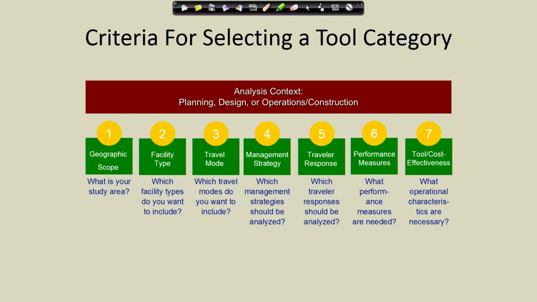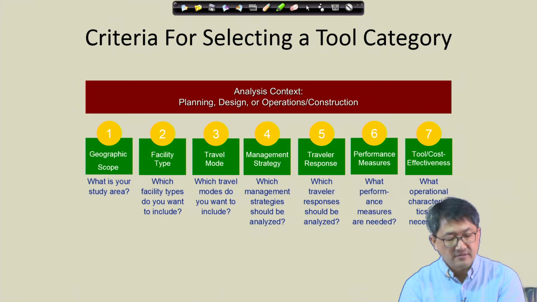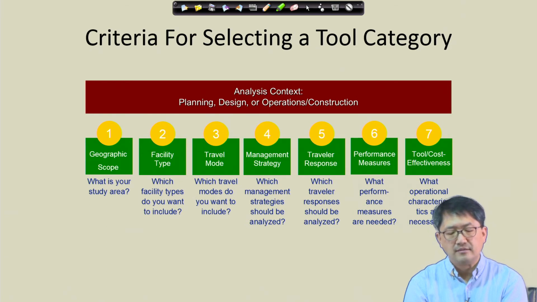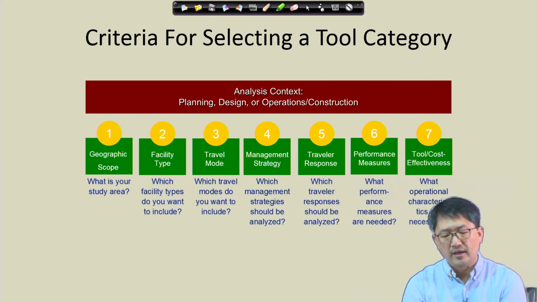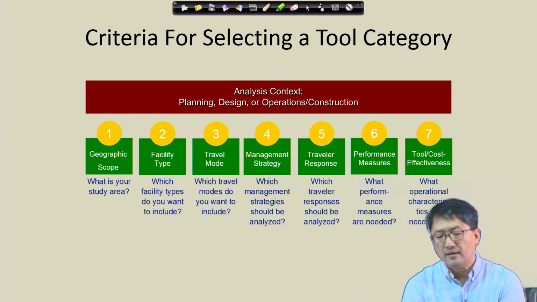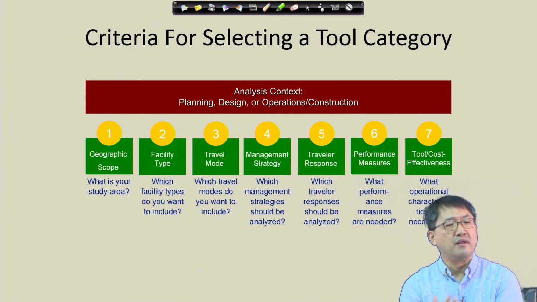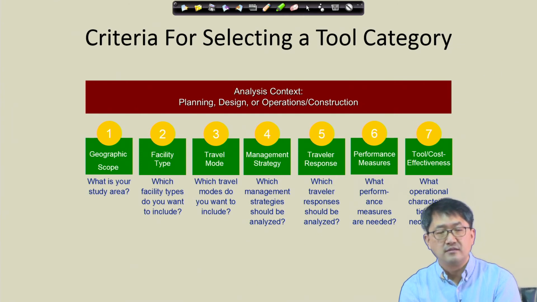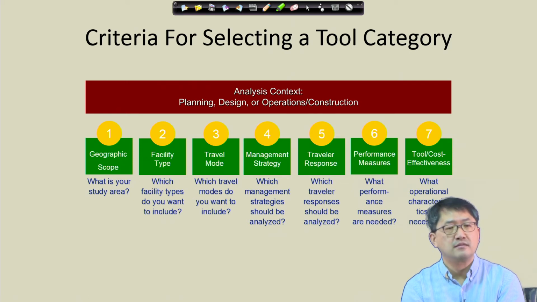Design, operation, and construction have different modeling needs. And there are these seven categories. What is your study area? What facility do you want? What modes of travel do you want? What kind of strategy do you want to evaluate? You also have to consider the response from travelers. Are you providing route guidance systems? Are you looking at diversion by drivers based on variable message signs? What performance measures do you want, and what operational characteristics are you looking for in terms of benefit cost analysis? These are all the questions you might want to ask when you select modeling tools.